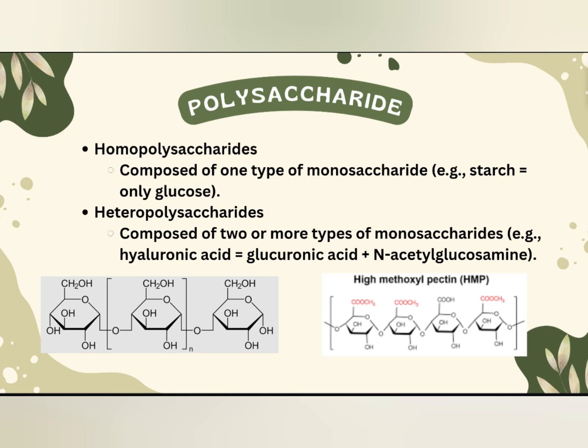Polysaccharides can be divided into homo and hetero. Homopolysaccharides are composed of one type of monosaccharide, whereas heteropolysaccharides are composed of two or more types of monosaccharides.